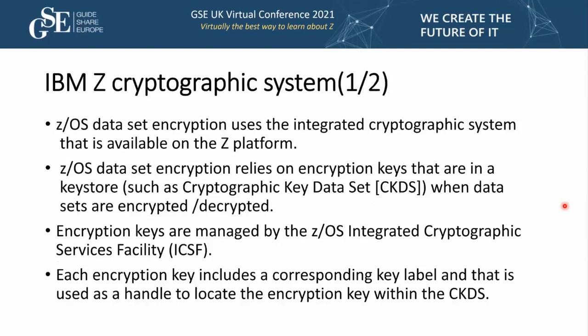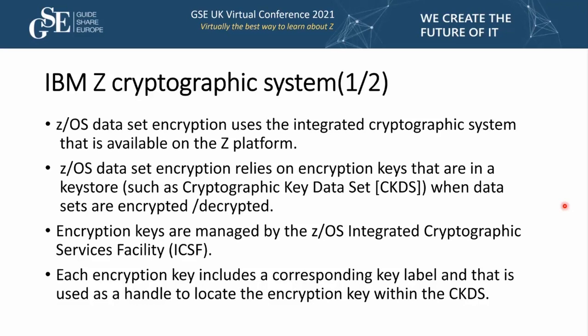IBM Z cryptographic system. z/OS dataset encryption uses the integrated cryptographic system that is available on the Z platform. The encryption algorithms are public while the encryption keys are kept secret. The secure management of keys is vital to the protection of data in the cryptographic system. z/OS dataset encryption relies on encryption keys that are in a key store, such as cryptographic key datasets, when datasets are encrypted or decrypted. Those encryption keys are managed by the z/OS Integrated Cryptographic Services Facility.